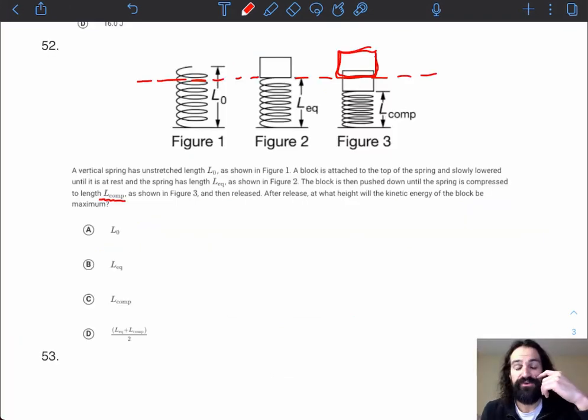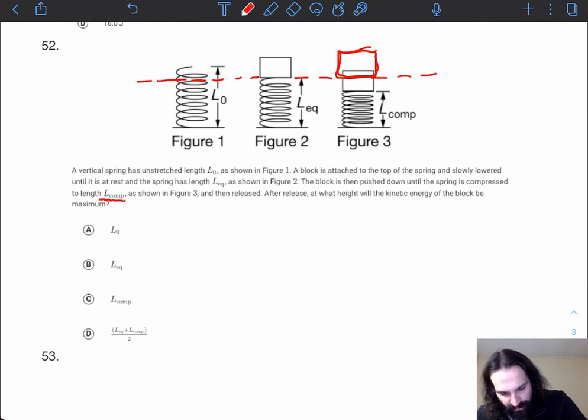All right, so 52 is completely conceptual: do you get this situation? Figure 1 is just an uncompressed spring. Figure 2 is the height that it's at, the equilibrium position. Figure 3 is where they push that block down and then they let go of it. And they ask, where is the kinetic energy at a max?